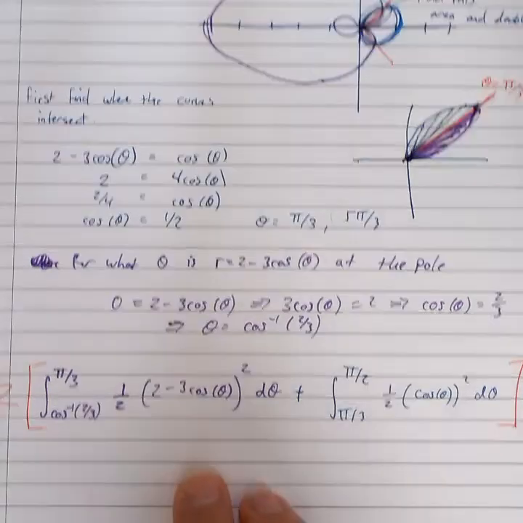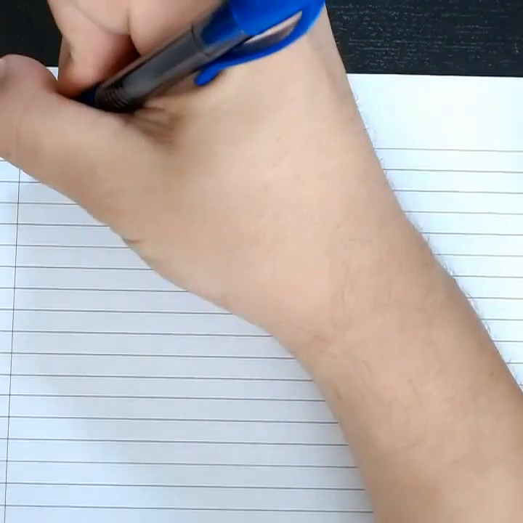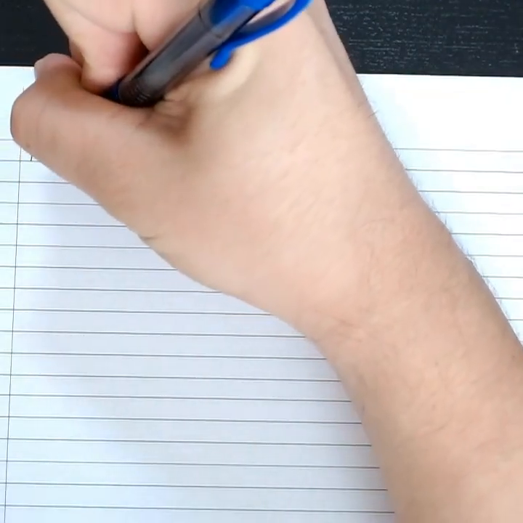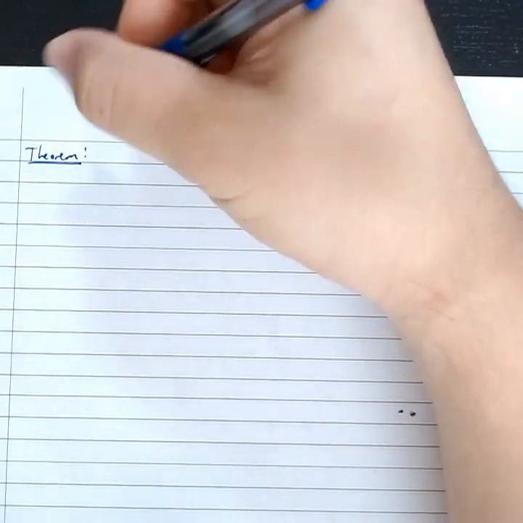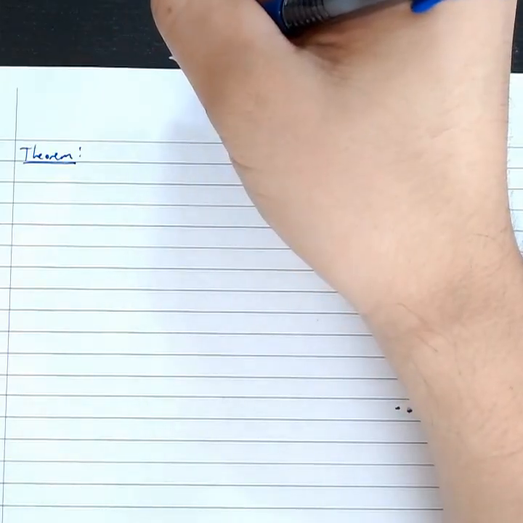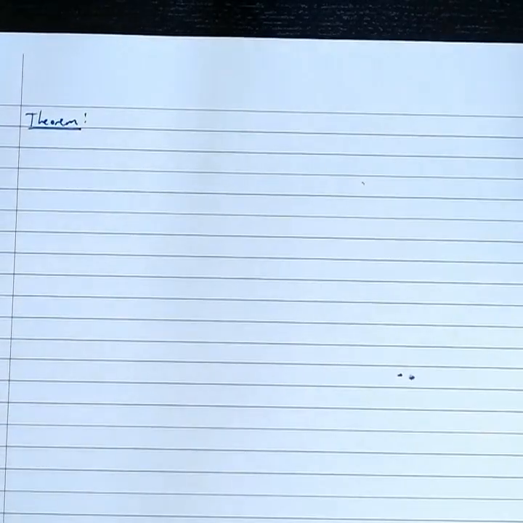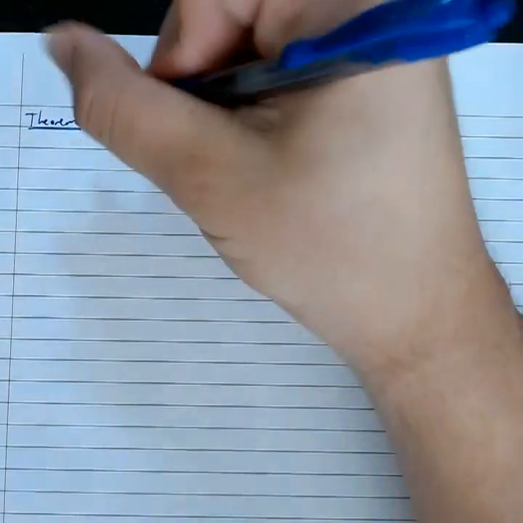Okay. Finally, the last thing that we're going to look at in this section is a theorem without any proof given. It has to do with the arc length. So, theorem. Let's begin with a function that is defined in polar coordinates. Again, r is equal to f of theta.